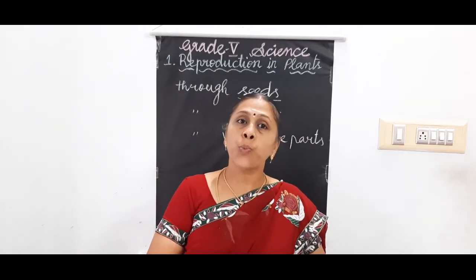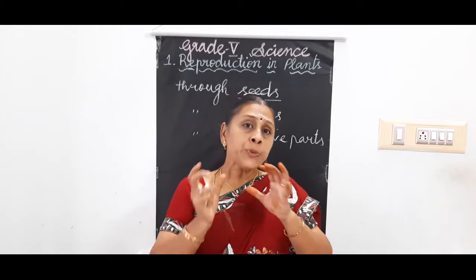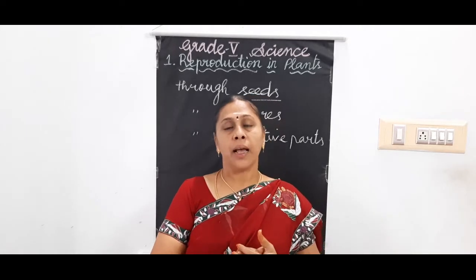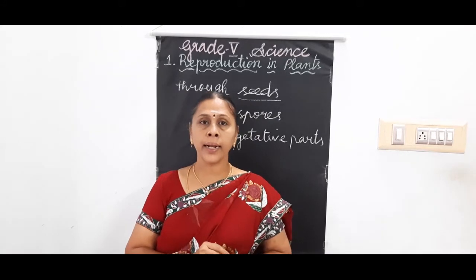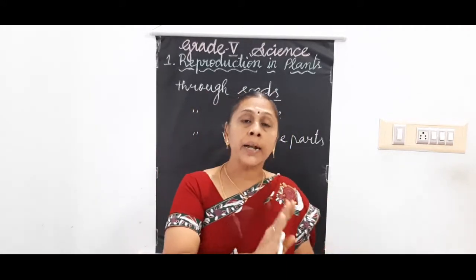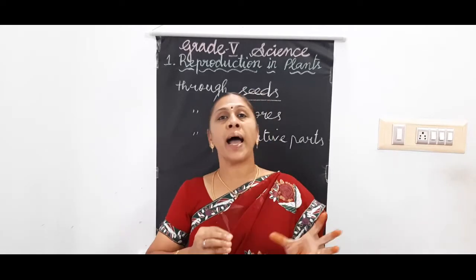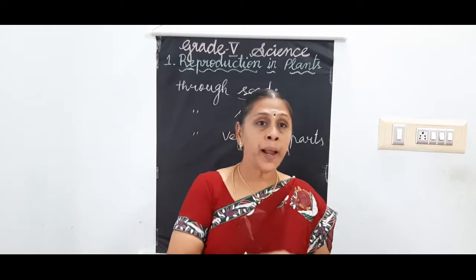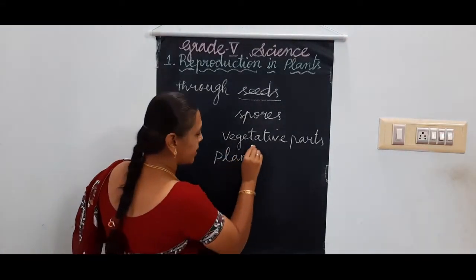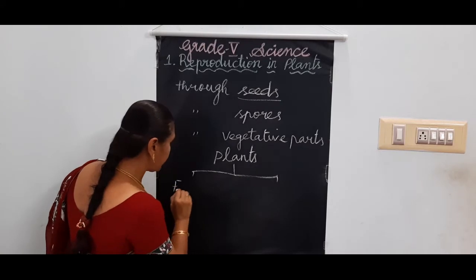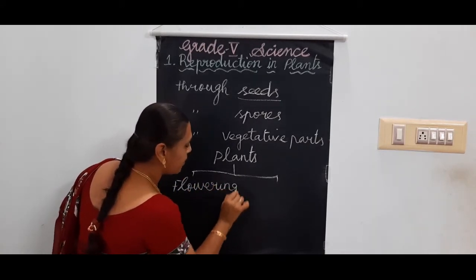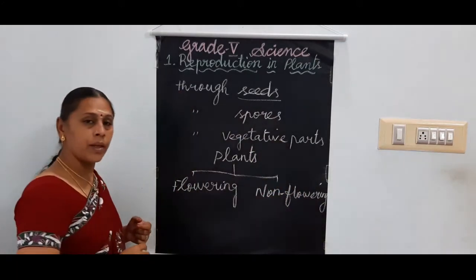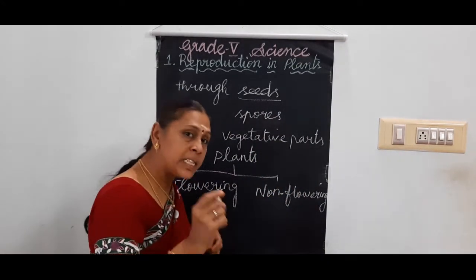What is reproduction through spores? Now, in which plants will the seeds be produced? In the flowering plants. Because flowers are the reproductive part of the plant, and only if flowers are there, they will be converted into fruits, and those fruits will bear the seeds. Is it not? So, in plants, there are 2 types: flowering plant and non-flowering plant. In flowering plants, seeds will be produced.